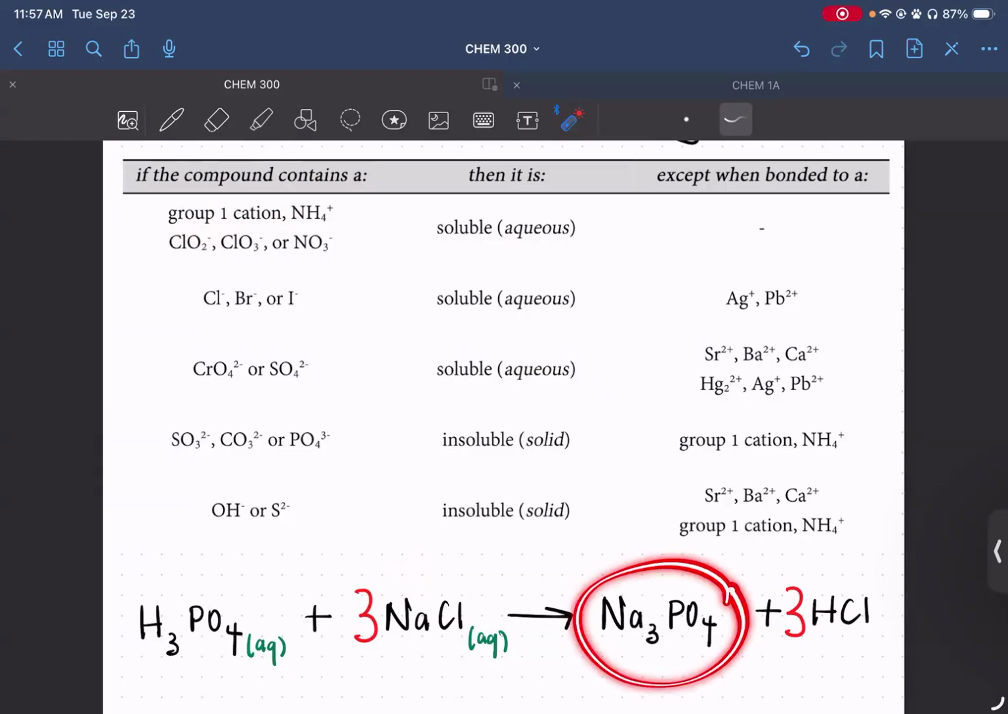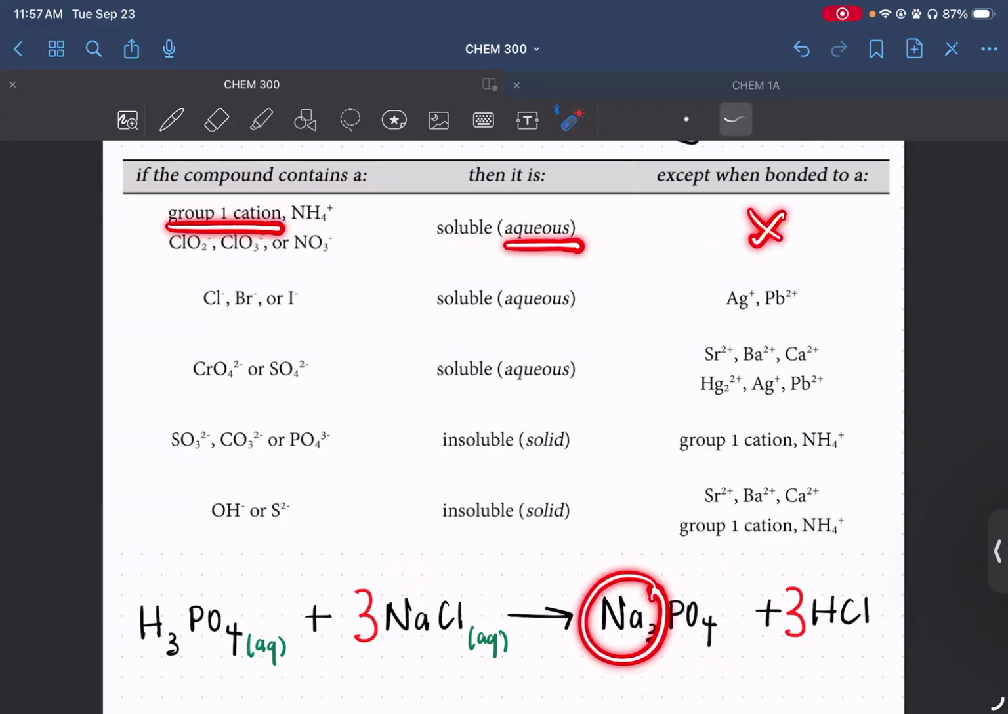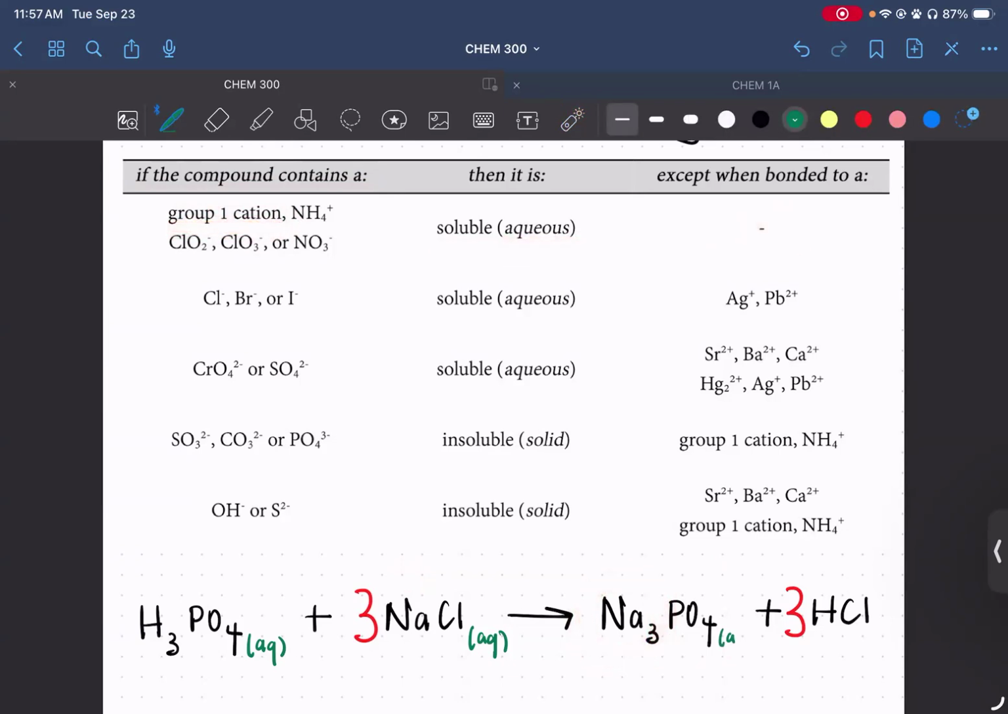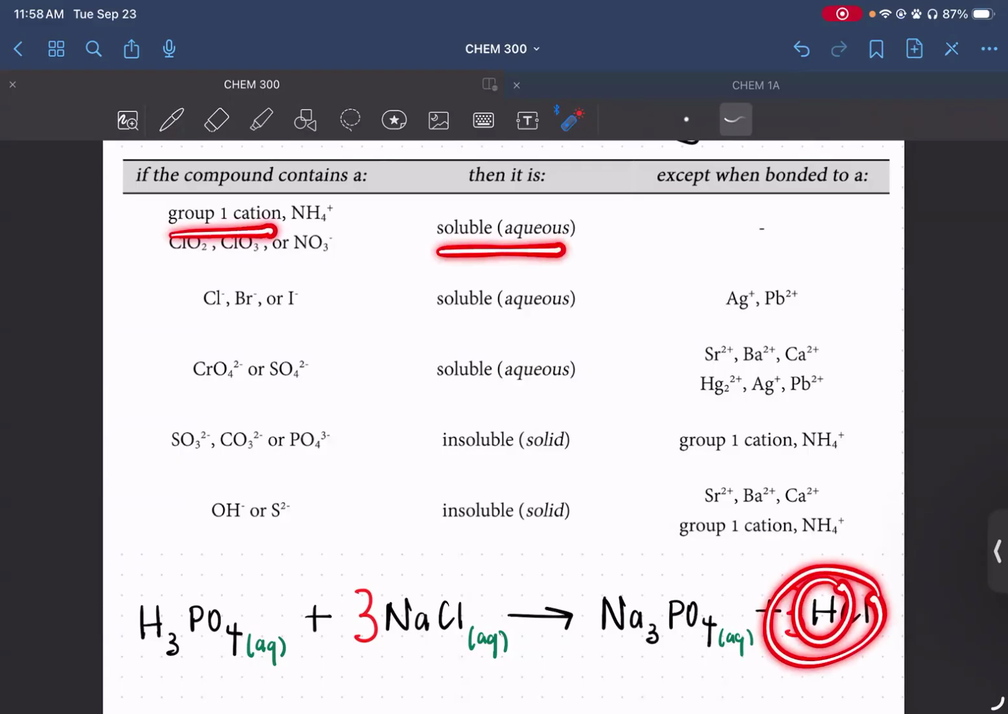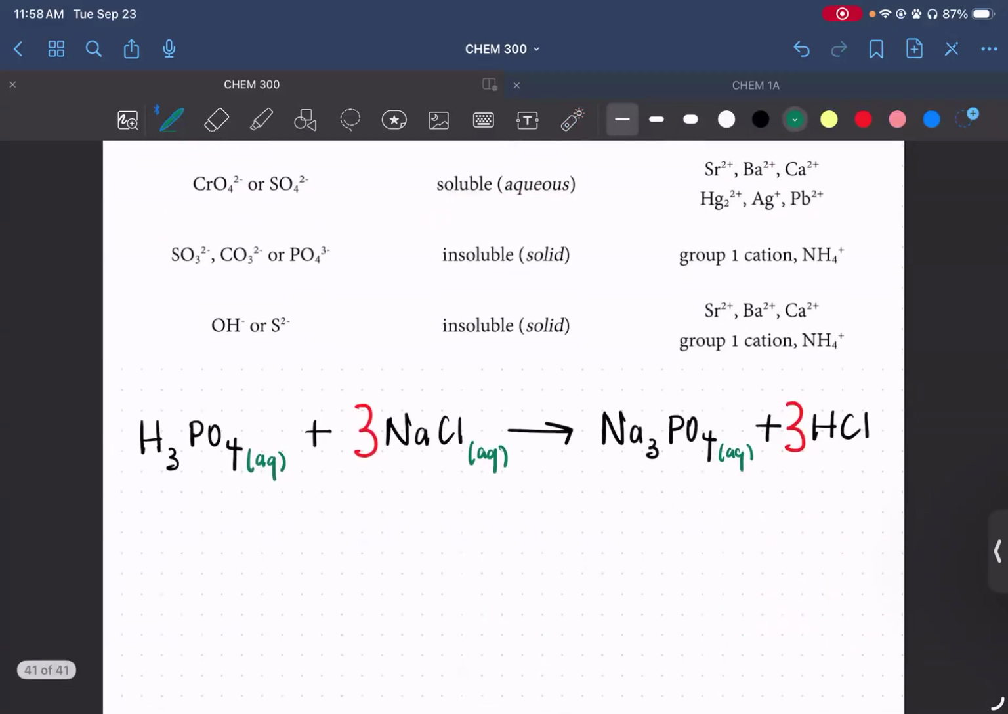Keeping it going over here on the right-hand side, again, we have sodium and phosphate. Sodium: the compound contains a group 1 cation, aqueous, no exceptions. I'm not even going to look at the phosphate. HCl, yet again, we have a group 1 cation. It is soluble, no exceptions. Here again, I know that the HCl is aqueous.